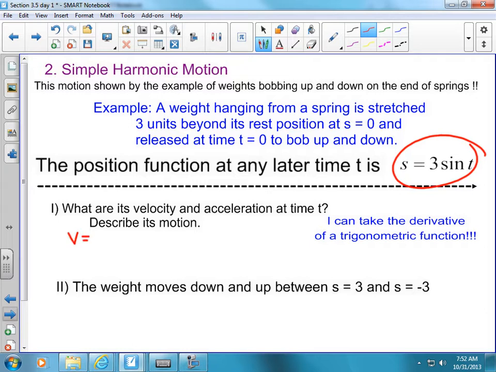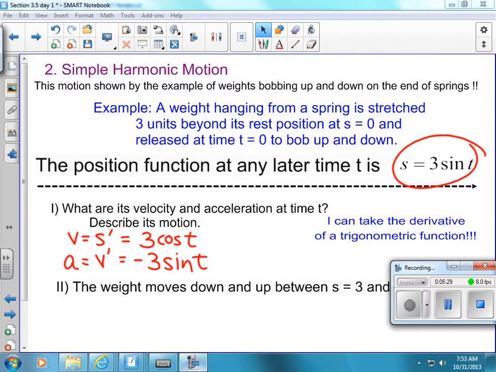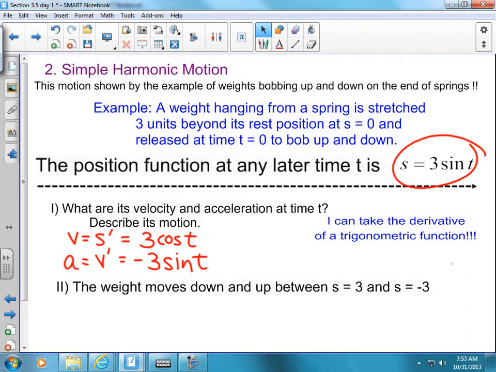Okay, so v is the first derivative of s. So we know that that would be 3 times cosine of t. That's the velocity function. The acceleration is going to be the derivative of the velocity. The derivative of cosine is negative sine of t. So those are our two velocity and acceleration functions. The second part says describe the motion, and the motion's actually described here in the second part.